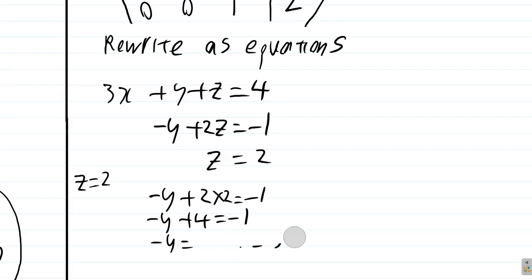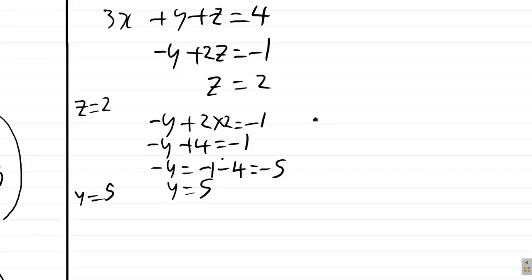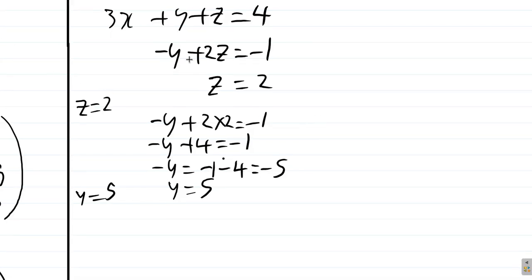It should be, subtract 4 from both sides. I have negative 1 minus 4 equals negative 5. Alright? So negative y is negative 5, so positive y equals positive 5. So y equals 5, write it there. We know y and z, so use x now. We find x now. Use equation 1 to find x.